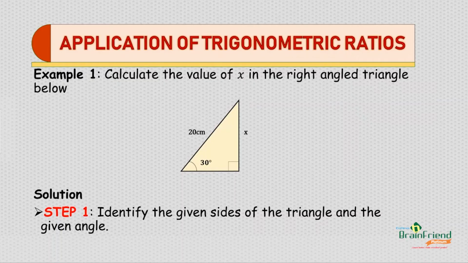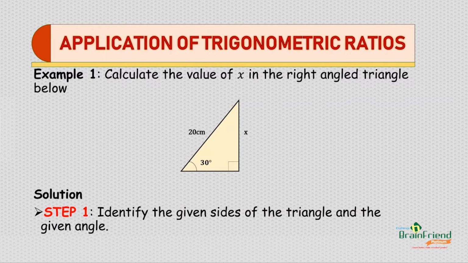Now sine, cosine, and tangent of angles can be used to find the length of unknown sides in a right-angled triangle. If you are given the length of a side of a right-angled triangle and the angle, it is very possible to find the length of the other sides of the right-angled triangle. Now let's take a look at some examples.